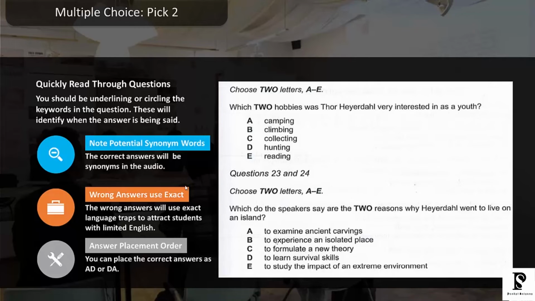The wrong answers will very often use exact language. Now, sometimes when you have it like with the first one where it's single words, A, B, C, D, E, it's possible that a correct answer might be stated exactly. However, when we look at 23 and 24, and you see where the answer choices are much longer, again, we're probably talking about the difference between a question style in part 2 and part 3. The answer choices in 23 and 24 are much longer, and so they're going to use synonyms to make it more difficult. But remember, answer placement does not matter.